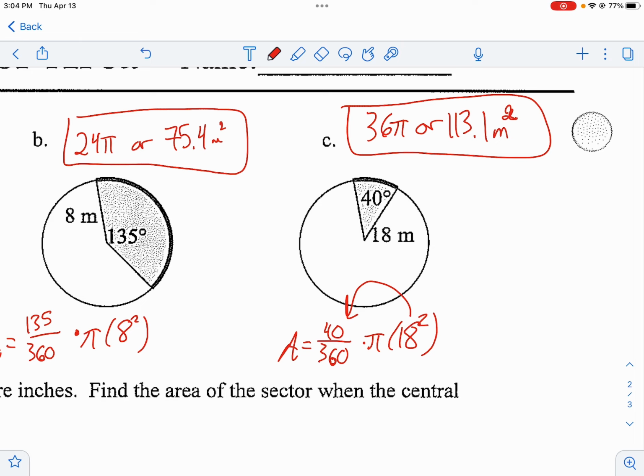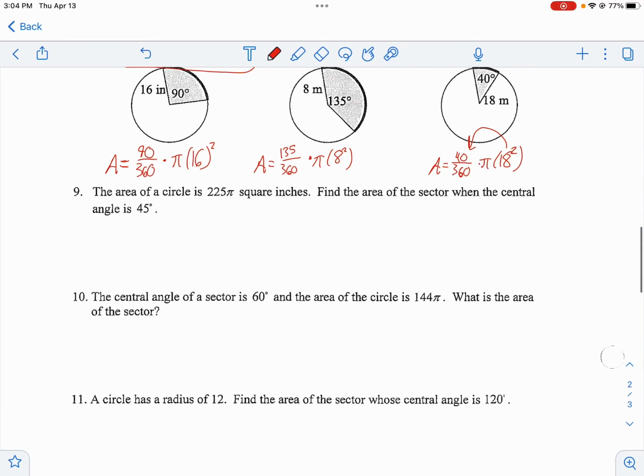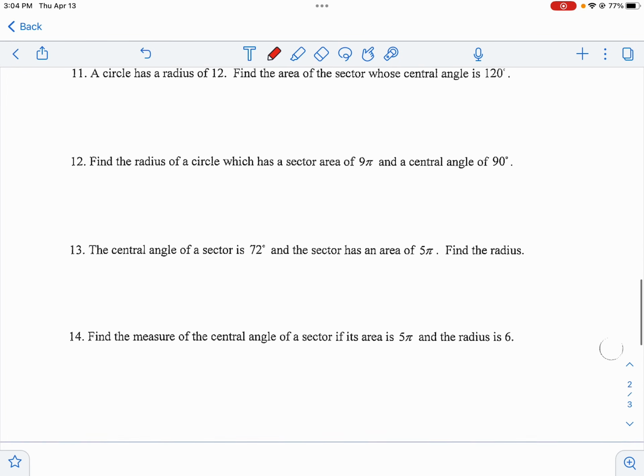Again, I write the or because sometimes I ask for it in terms of pi. Sometimes I want it in nearest tenth. Okay, only a couple questions left here. 1, 2, 3, 4, 5, 6 questions left.